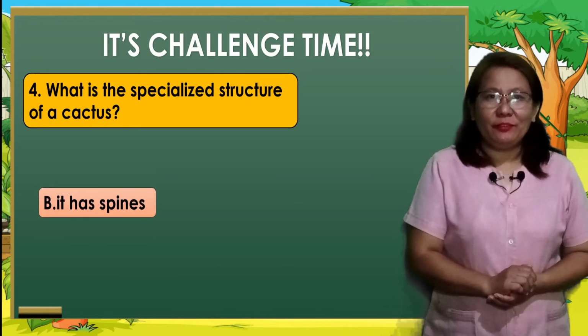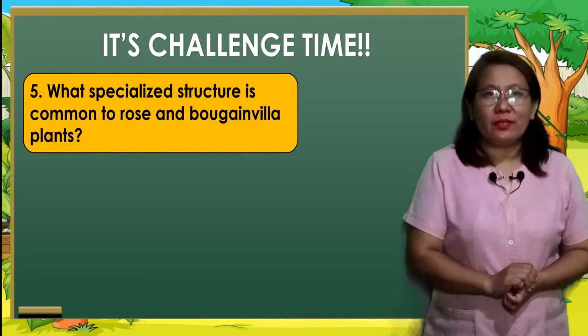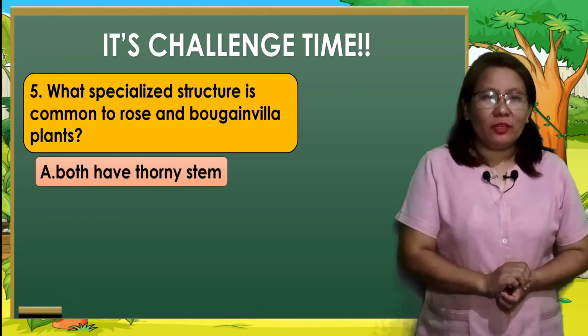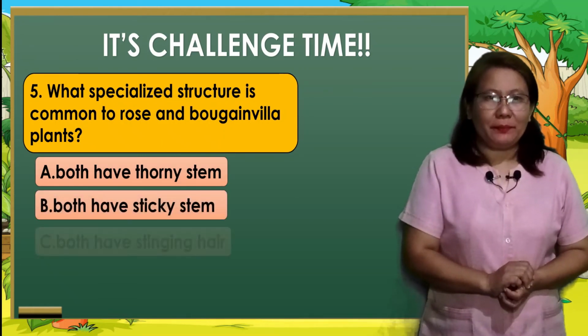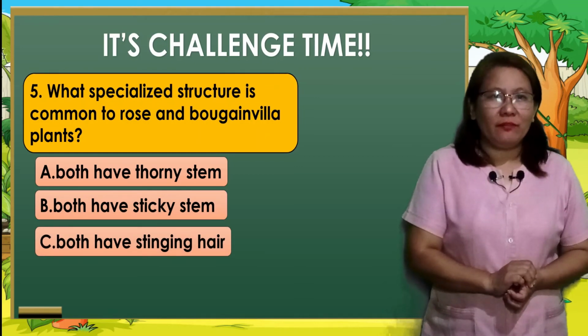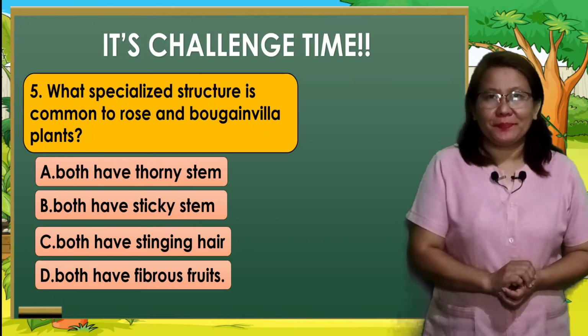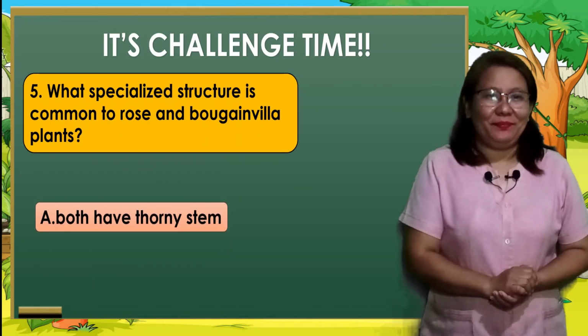And number 5. What specialized structure is common to rose and bougainvillea plants? A. Both have thorny stem. B. Both have sticky stem. C. Both have stinging hair. And D. Both have fibrous fruits. If your answer is A, well done!